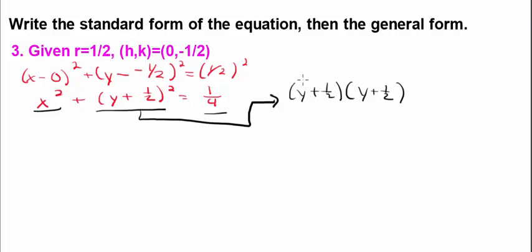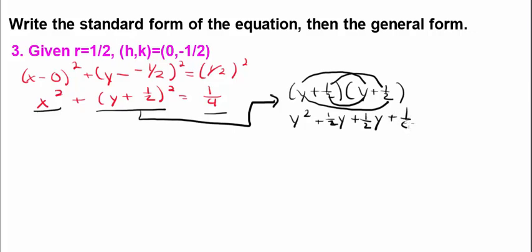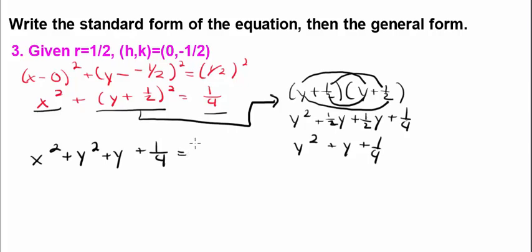So we go FOIL, or distributive property, y times y is y squared. Then we have plus 1/2 y plus 1/2 y. And finally, last, we would have plus 1/4. All right, simplify that a little bit more. We have y squared plus y plus 1/4. Okay, let's substitute that back in now. We have x squared plus y squared plus y plus 1/4 is equal to 1/4.